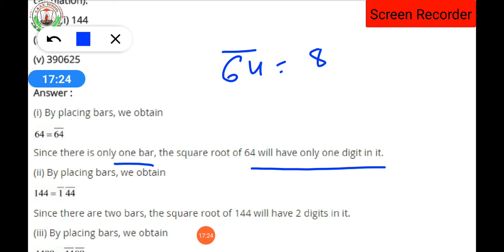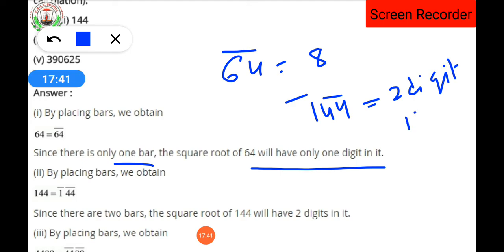Okay, next number is 144, making pairs of two numbers, keeping a bar. So how many bars are there? 2 bars are there, that means the square root of the number 144 will be a 2-digit number. Okay, it will be a 2-digit number, and that 2-digit number, as we know, is 12.